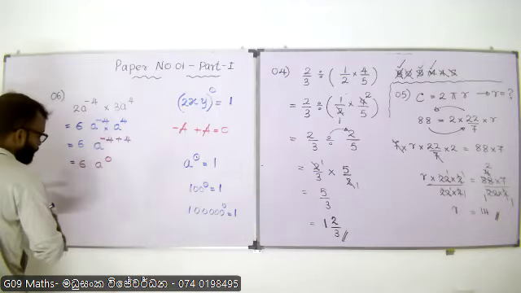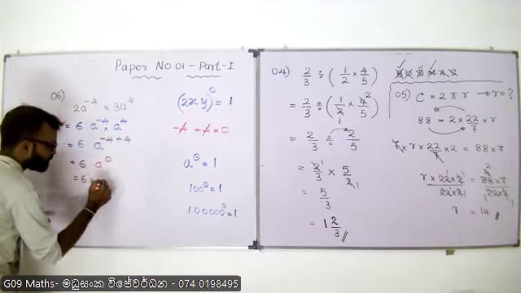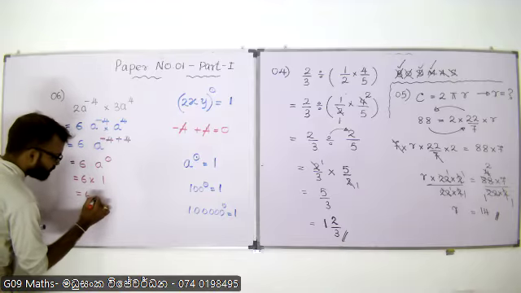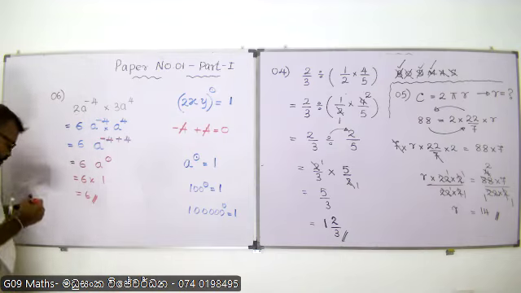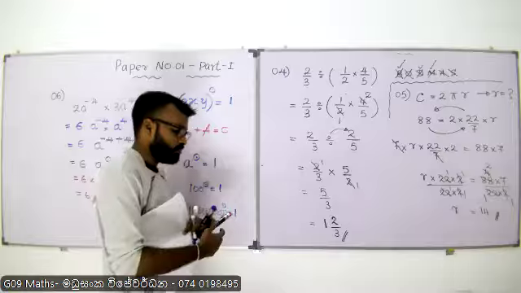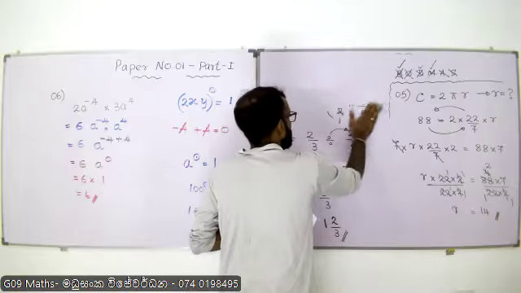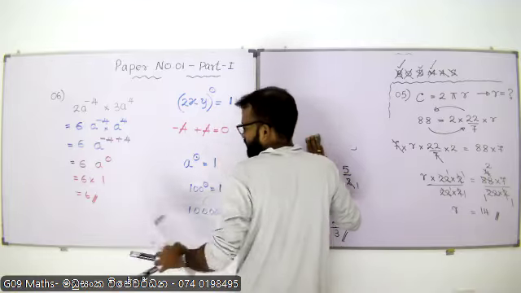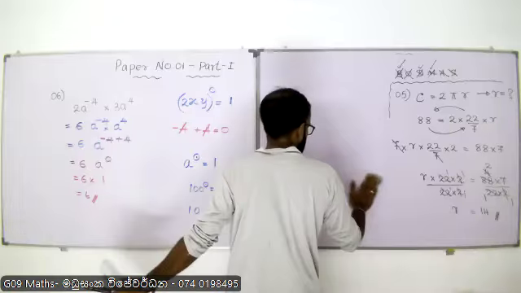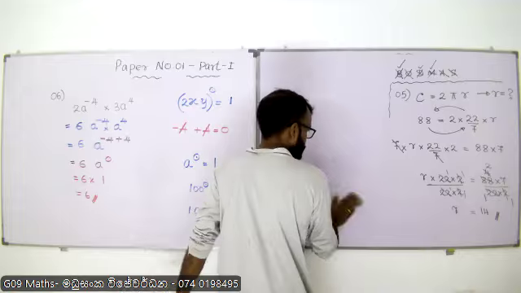So the final answer: 6 multiplied by a to the power 0 is 1. So the final answer is 6. Verify your answer by using a double dash, always. So you are telling your teacher, this is my final answer. Your examiner knows this is your final answer when you put a double dash like this.